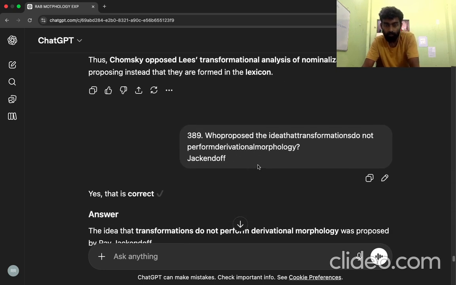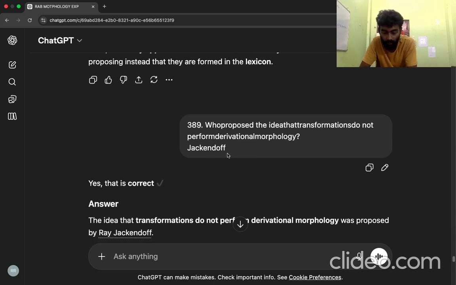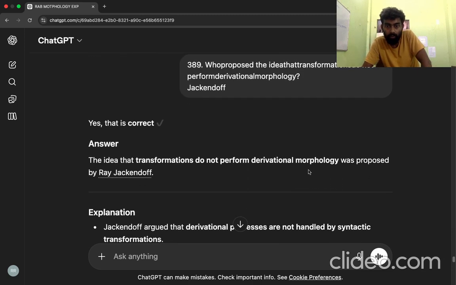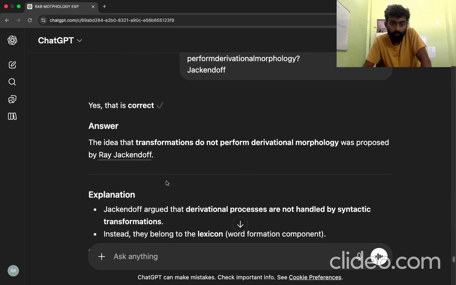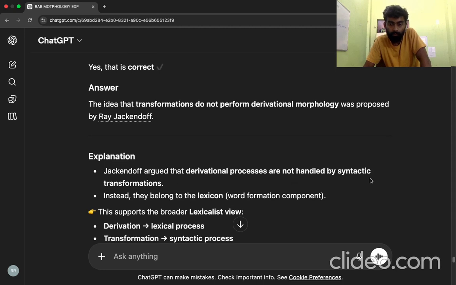Answer. The question is, who proposed the idea that transformations do not perform derivational morphology? And the answer is Jackendoff. The idea that transformations do not perform derivational morphology was proposed by Ray Jackendoff. Explanation. Jackendoff argued that derivational processes are not handled by syntactic transformations. Instead, they belong to the lexicon, the word formation component.